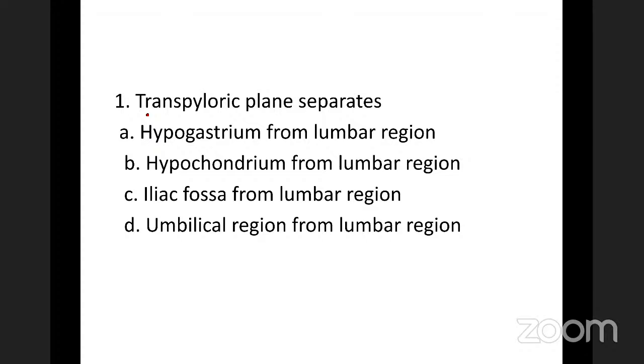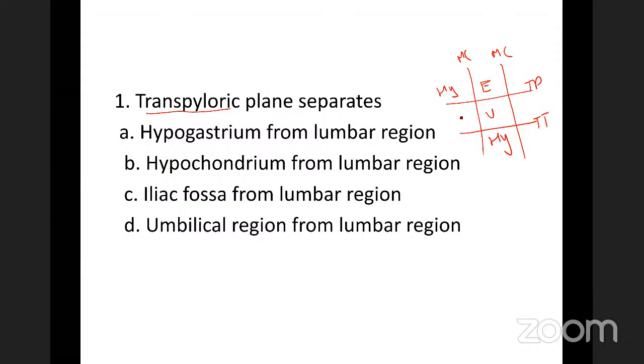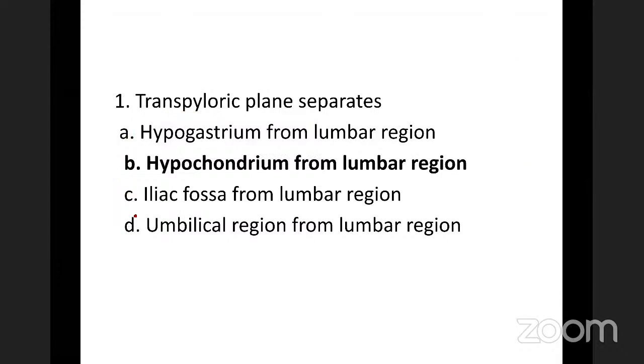So the transpyloric plane, you all know, it separates. So this was the midclavicular line, transpyloric, transtubercular plane. Then we have the epigastric, umbilical, hypogastric. Then hypochondrium, lumbar, and the iliac. So we are discussing the transpyloric plane: it separates the hypochondrium from the lumbar region, the umbilical region from the lumbar region. What is the answer, students? Option B. Excellent.